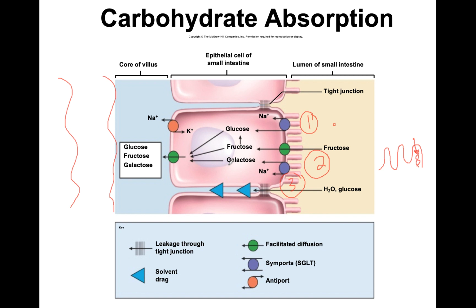Now, if you recall, glucose and galactose, these guys were in high concentration inside the cell, so neither of them are going to have a problem leaving. Fructose will simply piggyback as a symporter behind them, and all three of those monomeric sugars will exit the epithelial cell and go right into blood circulation.